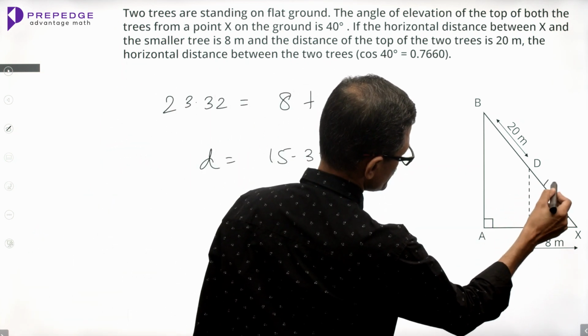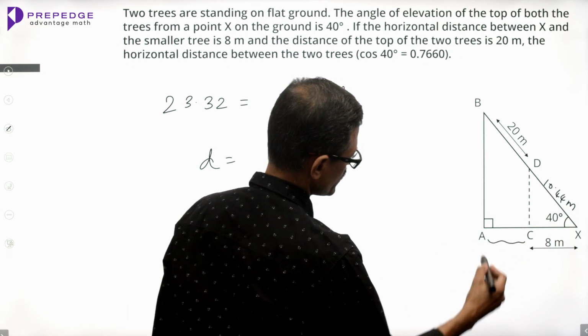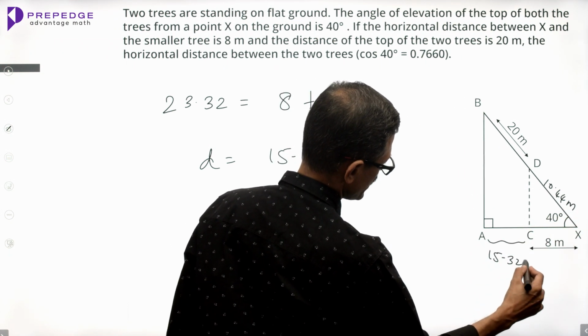So XD, which is the first part, is 10.44 meters. The horizontal distance between the two trees is equal to 15.32 meters.